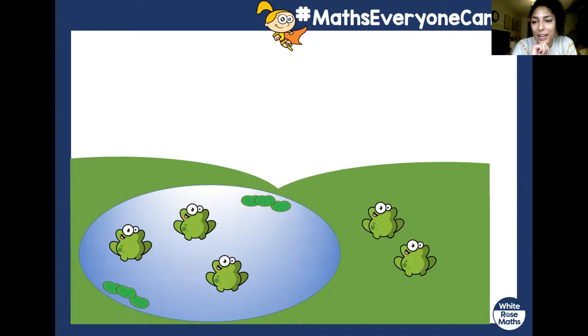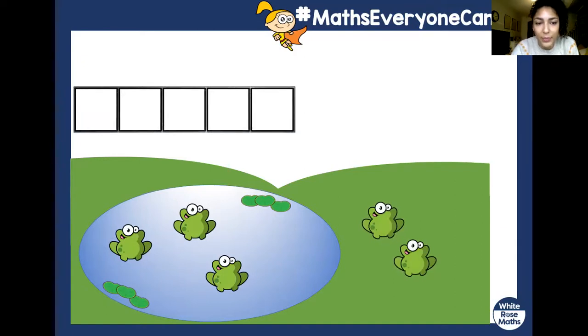Well done. How many are there all together? Let's do some careful counting. 1, 2, 3, 4, 5. Good work, children. So we can show this using, can you tell your grown-ups what this is up here? That's right, it's a 5s frame. So how many frogs are in the pond? 3. So we're going to use the red counters to show the 3 in the pond.